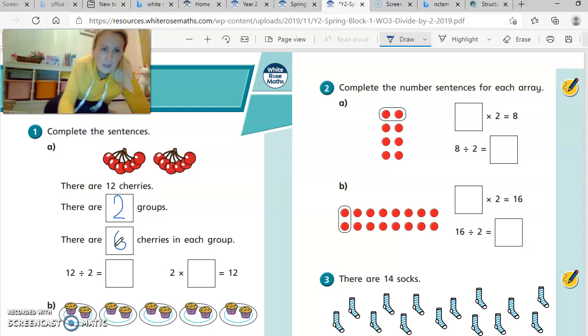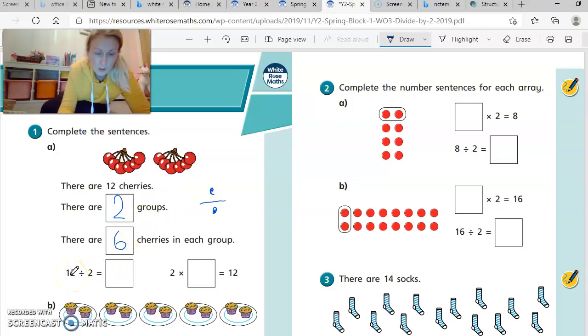Now this symbol here is the divide symbol, isn't it? I'm going to draw it here as well. It's the divide. Oh, it's not looking great, that divide, but you can see that's the divide symbol. That means you're sharing it. So we've got 2 groups and we have got 6 in each group.